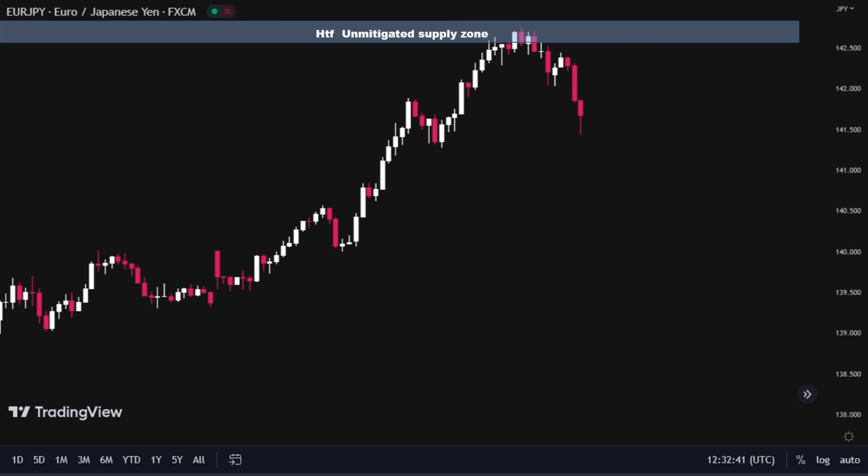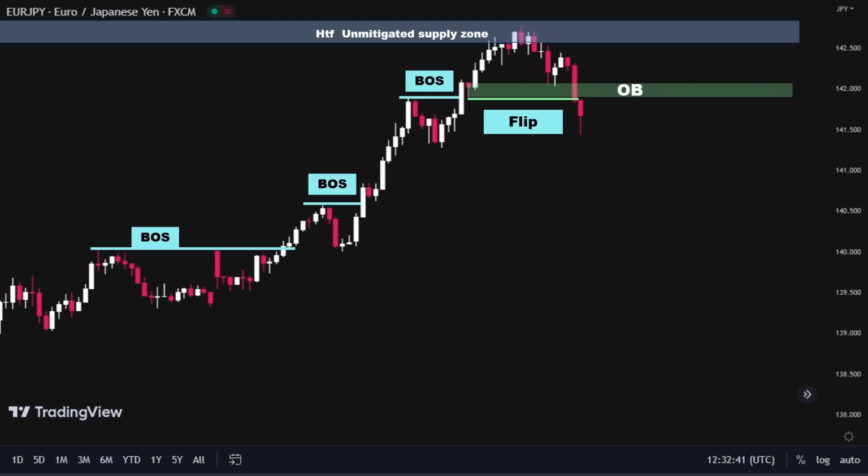So, we have Euro-Yen 15-minute time frame on the chart. As you can see, price mitigated the higher time frame supply zone. It reversed to the downside, and in the following, price reached the recent demand zone and created a tiny pullback to the upside with these two white candles. And then price pushed to the downside and broke out of the zone and has left inefficiency behind.